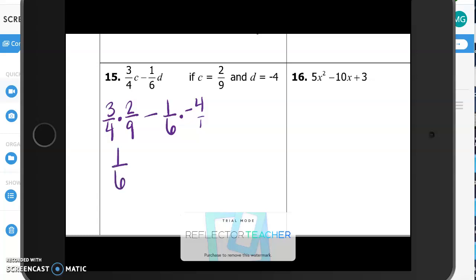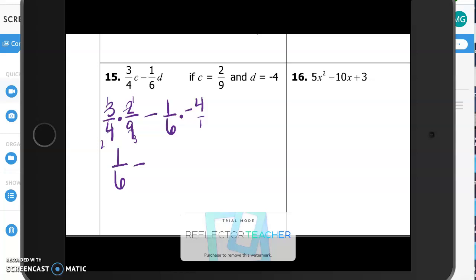Again, if you want to just multiply straight across and get 6 over 36, that's fine. You can just simplify at the very end, or you can simplify right away. You can use your fraction button. Maybe you see 1 and 3, 1 and 2. That's how you get 1/6.